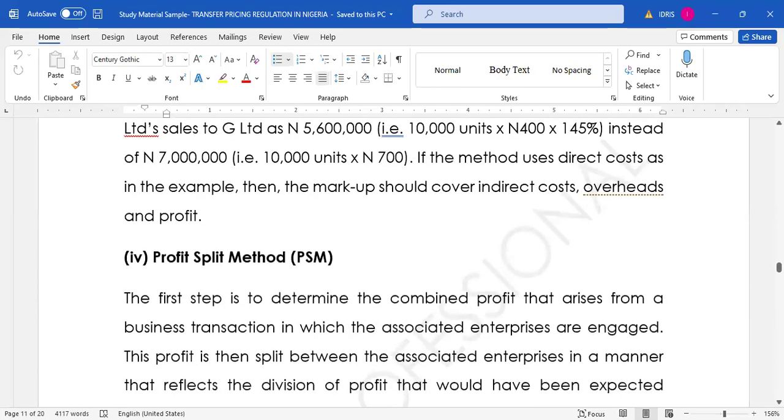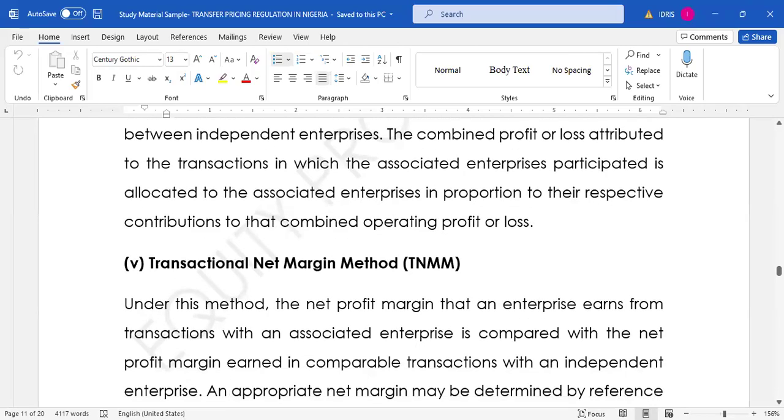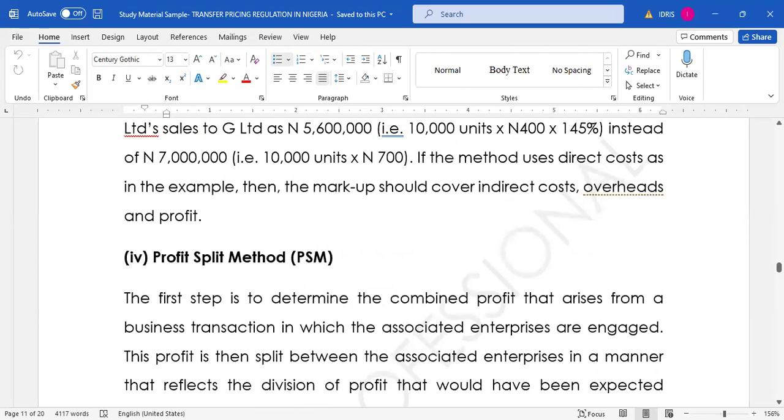Profit split method is another method. In the profit split method, the profit arising from that transfer pricing transaction is going to be split between the two companies, the company selling the good and the company buying the good. That means if A wants to transfer goods to B, it is half of the profit that A is supposed to make that is going to be added to the cost of the good. So that is another method.